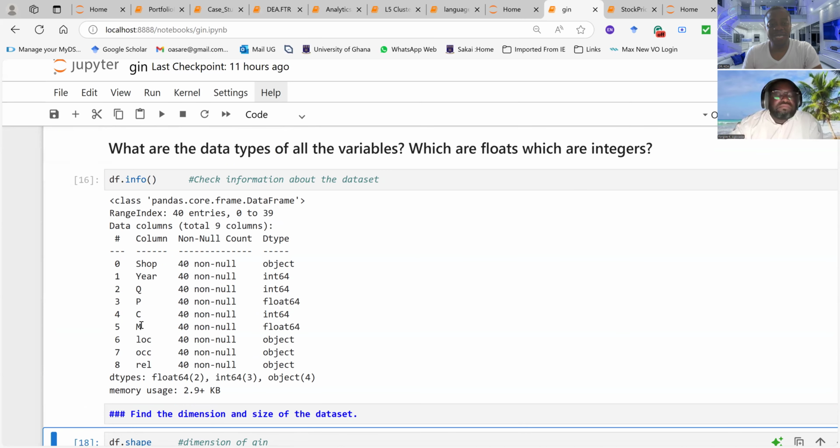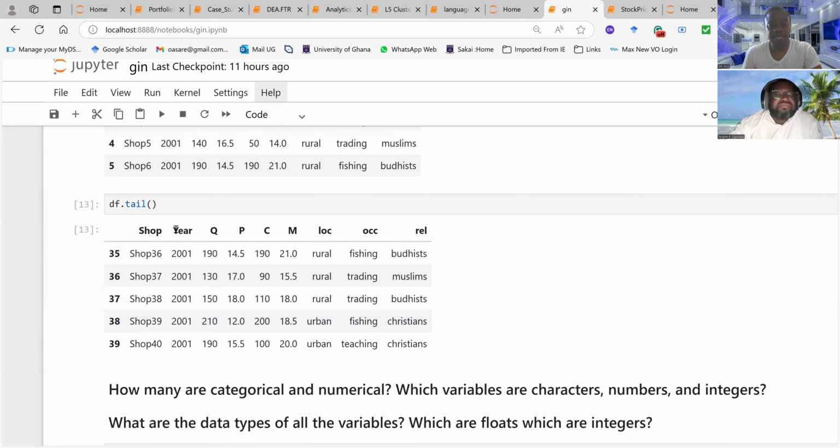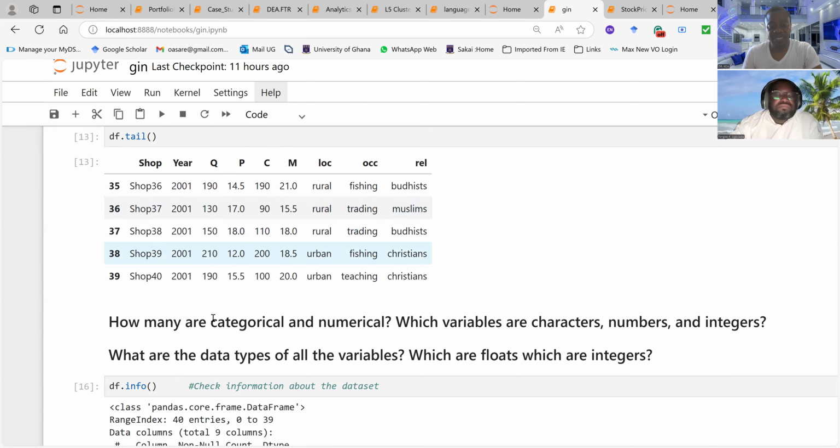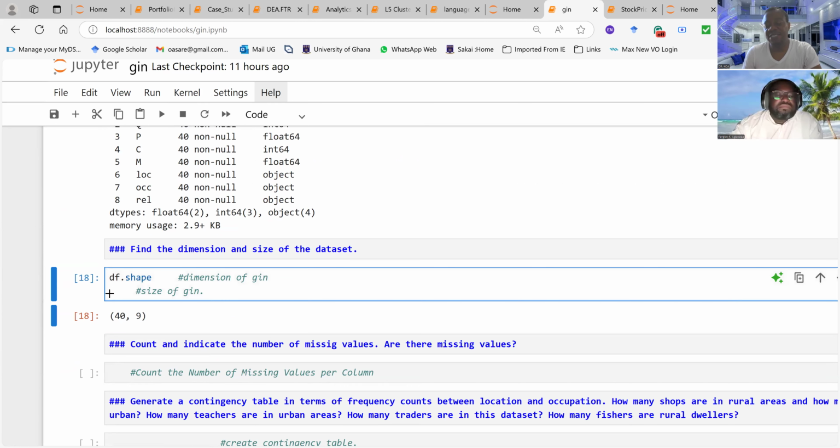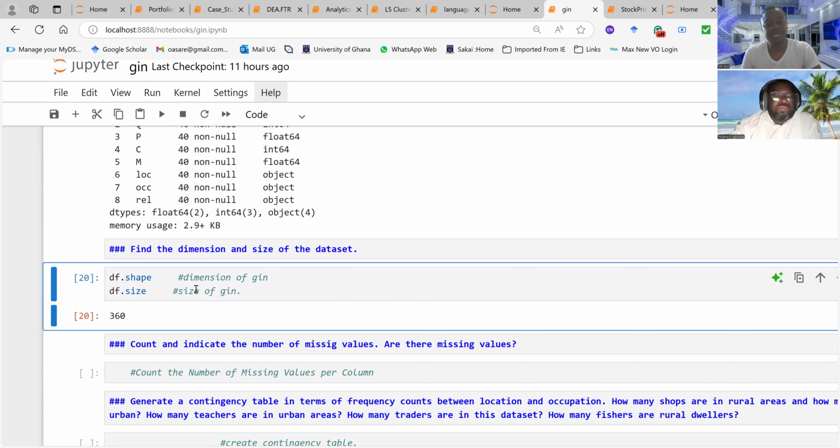Now, the 9 variables include certain variables. For example, it includes the shop and the year. That's why you have 9. Other than that, that is not really the case. And now we can find the size of the data. So how do you find the size of the data? df what? df.size. Very good. The size is just the number of rows, the number of observations, times the columns. So that's 40 by 9.